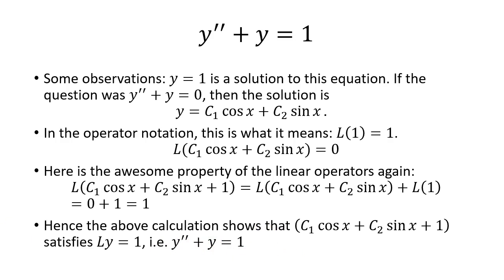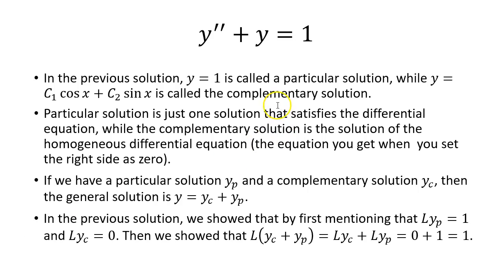Alright, in the previous solution, y equal to 1 is called the particular solution, while y equal to c1 cosine x plus c2 sine x is called the complementary solution.